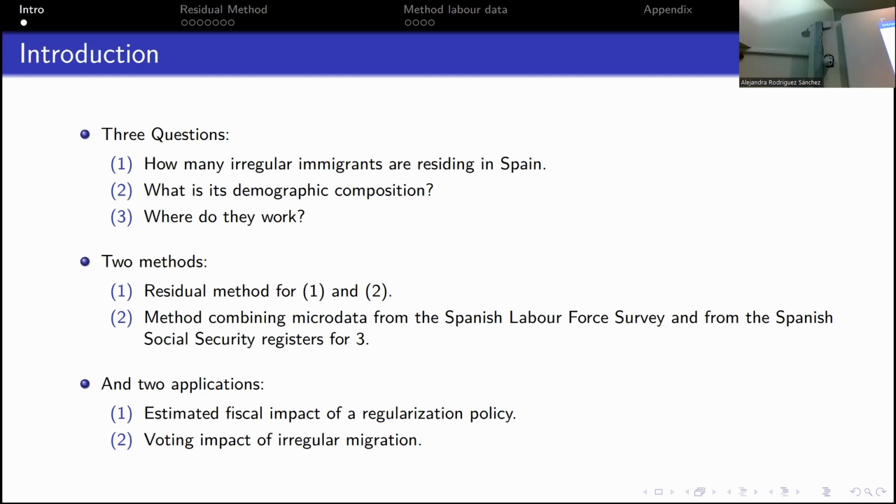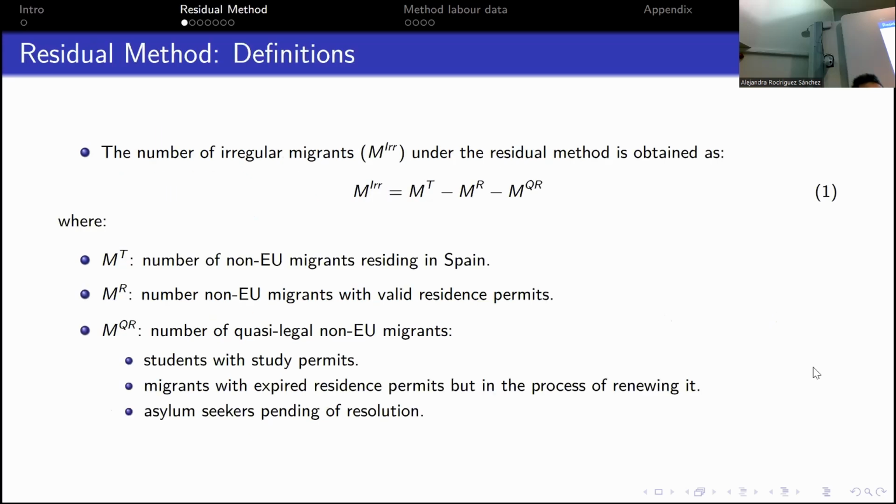I'm not going to have time to explain two applications, but just to give a hint of what applications can be studied with this kind of method: estimating the impact of a potential regularization policy and the impact of voting on irregular migration. So the residual method, just the definition, very simple.